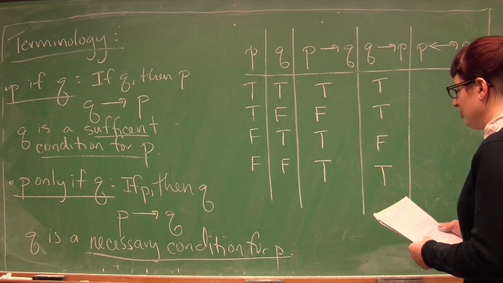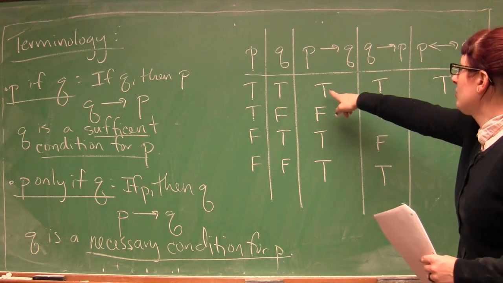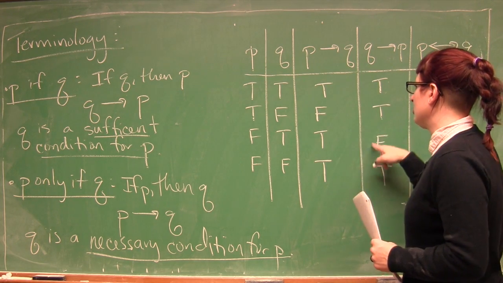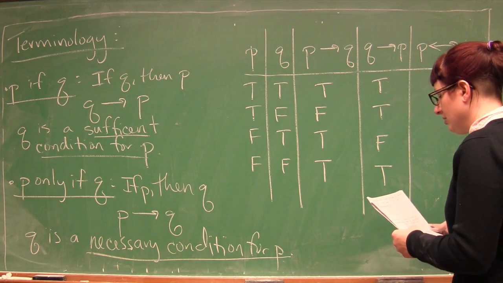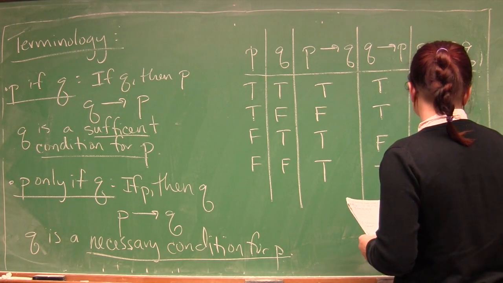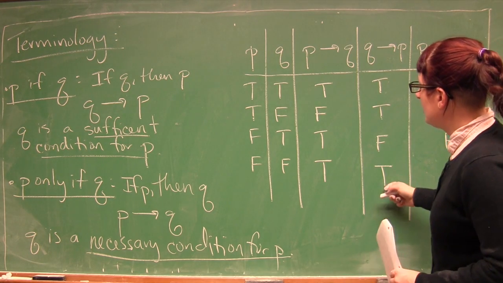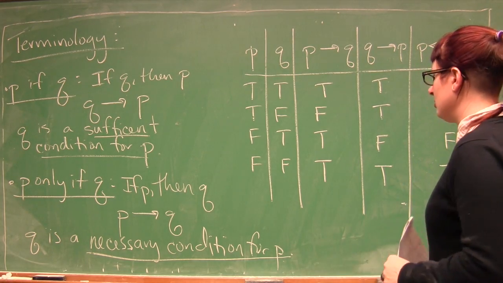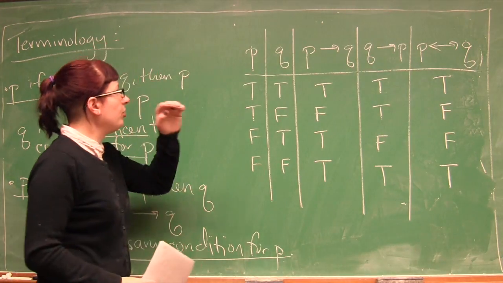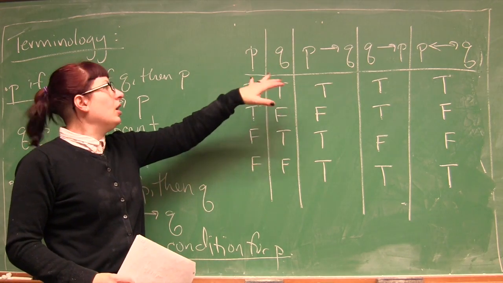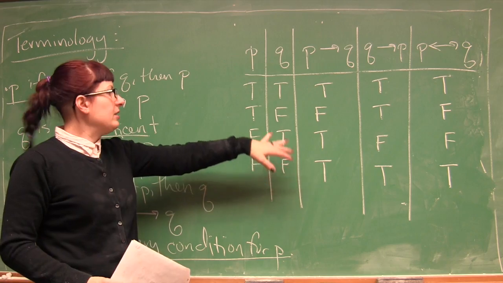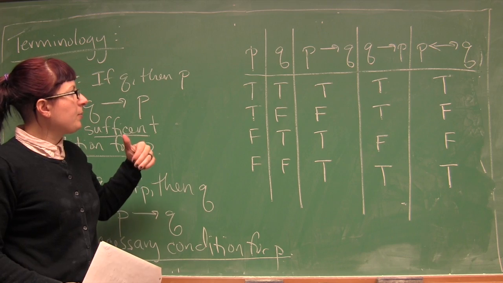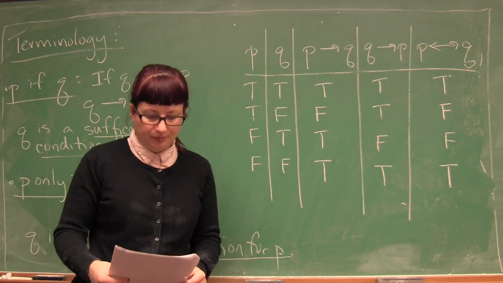And the biconditional is true when both conditionals are true. It's not true if one of the conditionals is true and the other one is false. But we see that in this last case, we also have both conditionals are true, so we get a true here. So that means that the biconditional is true if both P and Q are true, or if both P and Q are false, but not if they have different truth values. So biconditionals are true when P and Q have the same truth value.